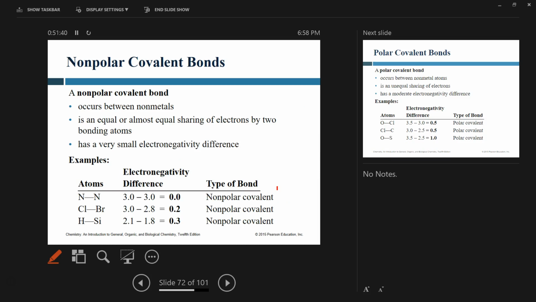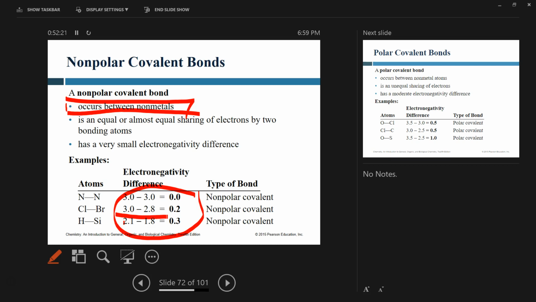So, a non-polar bond is when elements have either the same electronegativity or very close to each other. So you see, for instance, hydrogen and silicon, they're very close to each other, so the bond between them is going to be non-polar. Chlorine and bromine have very close electronegativities, so the bond between them will be covalent non-polar. Are we clear?